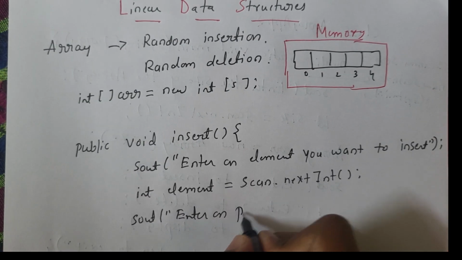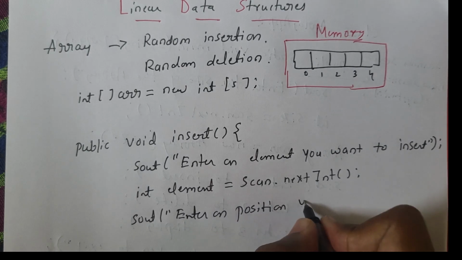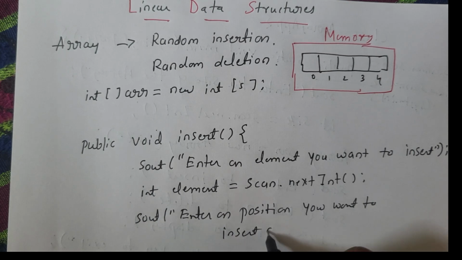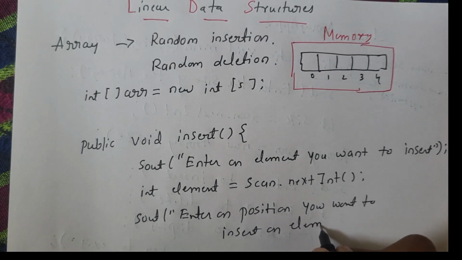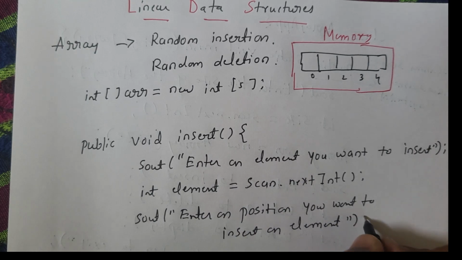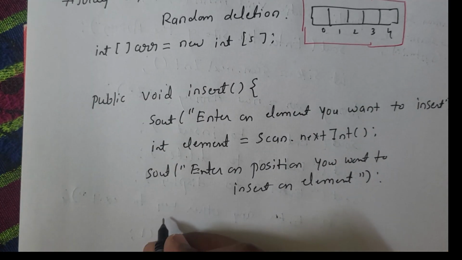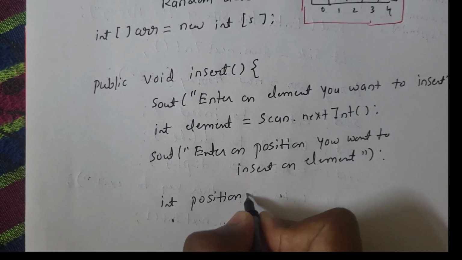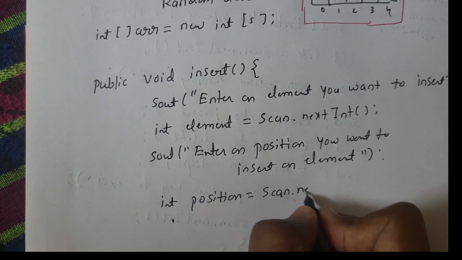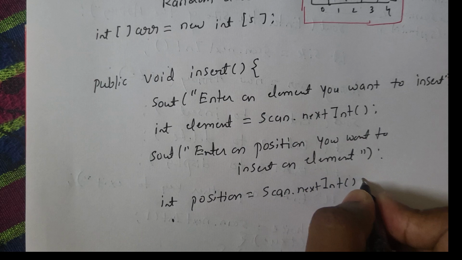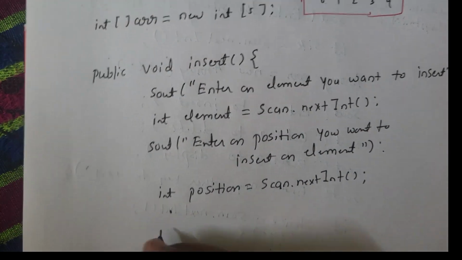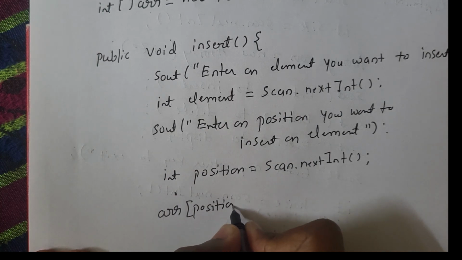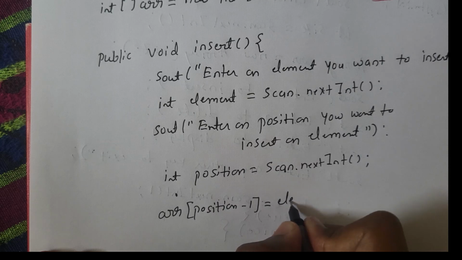We also ask the user in which position he wants to insert. Enter a position you want to insert an element, right? Now we will store this in a position variable. Position equal to scan.nextInt. Now we will store this in the array using array of position minus 1 equal to element.